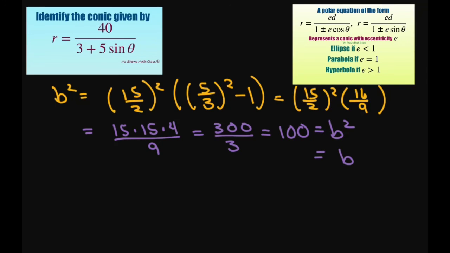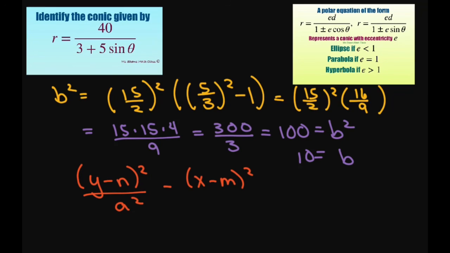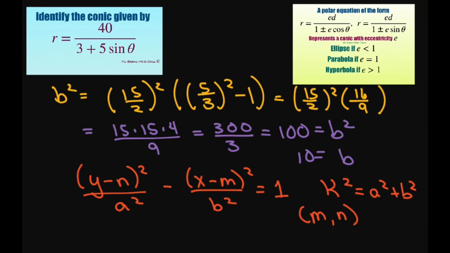Therefore, b equals 10. So now we can use the a and b to determine the asymptotes of the hyperbola, if you want to do that. Basically, we have y minus n squared divided by a squared minus x minus m squared divided by b squared equals 1. And that means c squared equals a squared plus b squared. So this is an equation of a hyperbola at center m, comma n, and foci are c units from the center. That's just basically your definition.